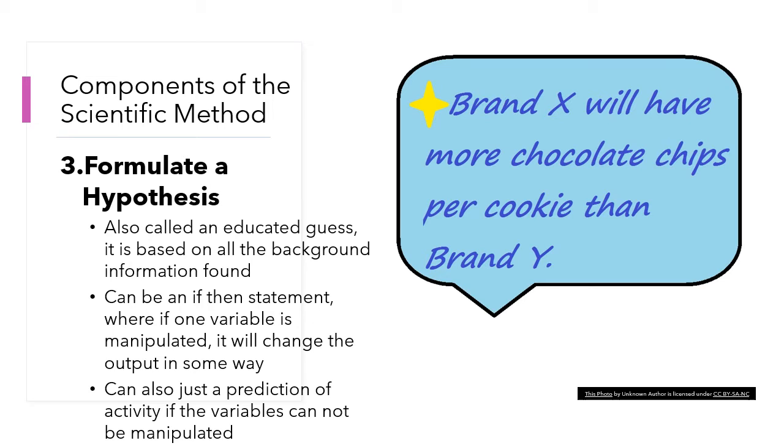Then we're going to formulate a hypothesis. Okay, once we have our background research, we know what our problem is. We're going to make an educated guess about what we think is going to happen based on all that background information. Typically, it can be like an if-then statement, where if one variable is manipulated, it will change this output in some way. It can also just be a prediction of activity if variables can't be manipulated, right? So there may be situations you go into where you can't control any variables. You're just going in and doing observation, but you have a picture of what you think you're going to see, and then you're going to observe to see if that fits the situation at all.